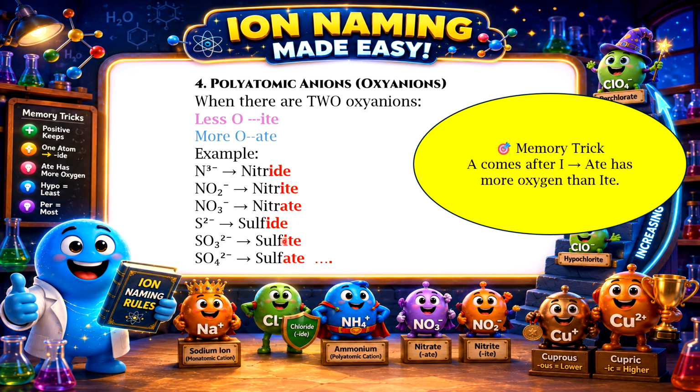IDE is basically when there is no oxygen bound. When fewer oxygens are bound together with the sulfur or any negatively charged ion, then we put ITE. When the maximum number of oxygens are bound together with a negatively charged ion, then we put the suffix ATE. So memory tip: A comes after I. ATE has more oxygen than ITE.